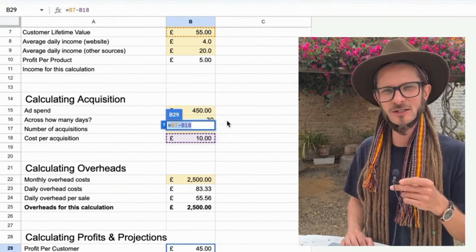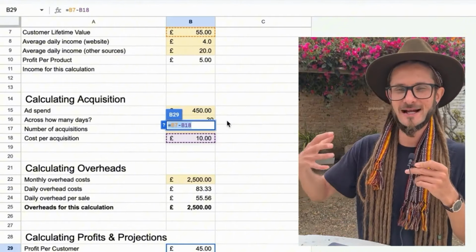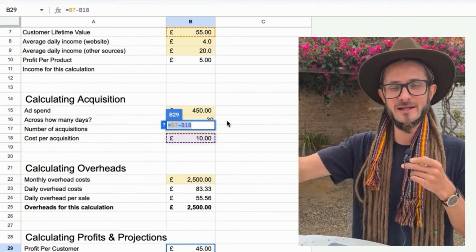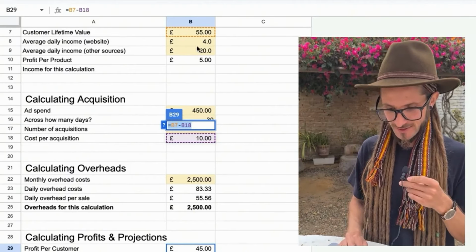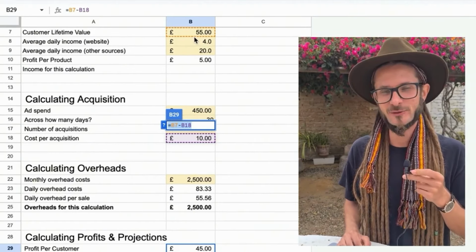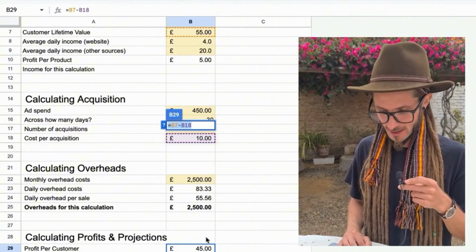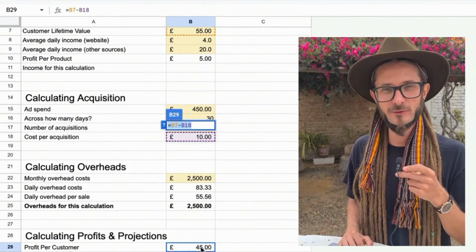So the profit per customer looks at the customer lifetime value, the total value that the customer is bringing into the company, minus the cost that it takes to acquire that customer. Okay, so within this example, the customer brings in £55 total into the business, and it's cost us £10 to acquire that customer. Okay, which gives us a profit per customer of £45.